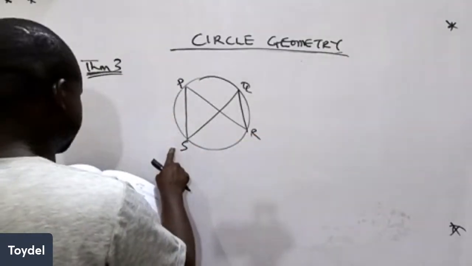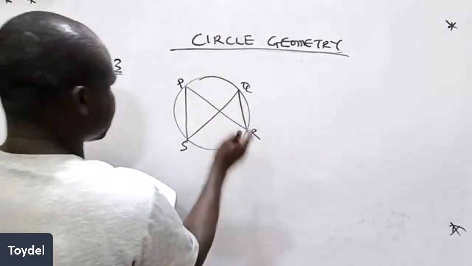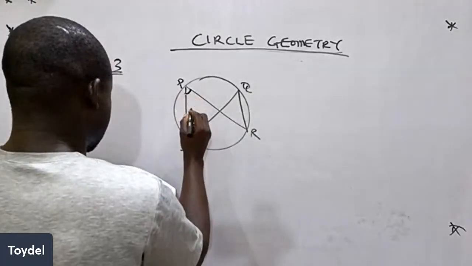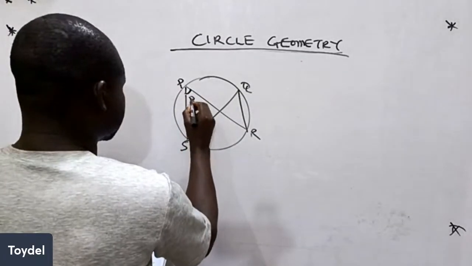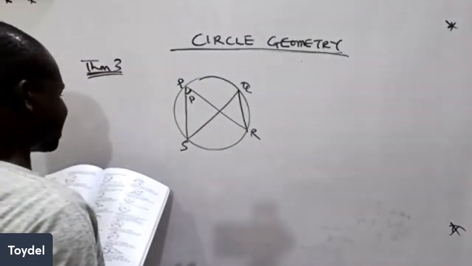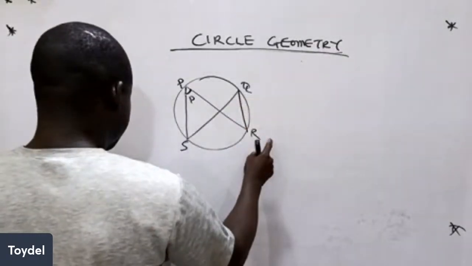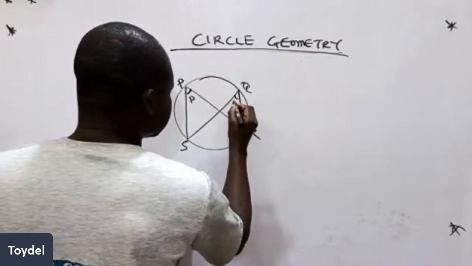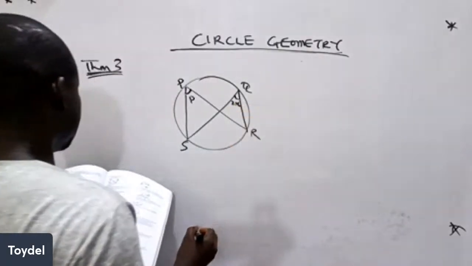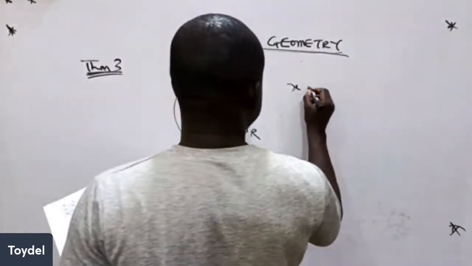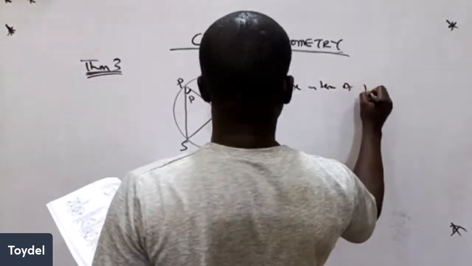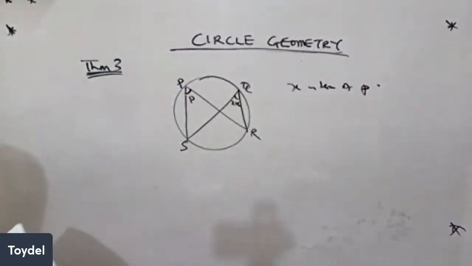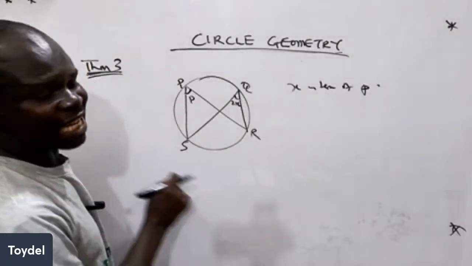angle SPR, that is this angle, is equal to P, small letter P. Then angle SQR is equal to 2x. The question now says that we should find x in terms of P. Look at this now. What do we do here? Is this an objective question? So how do we pick the right option?